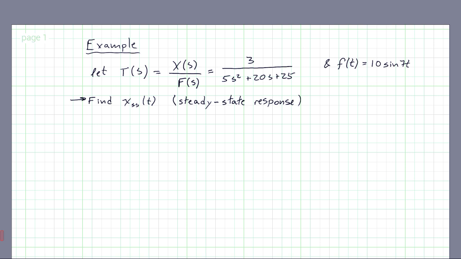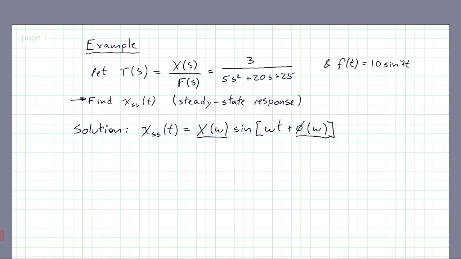So, for one, I'm going to write this down here. When you do these problems, the first thing you have to realize is the solution is going to have this form. Displacement as a function of time is going to be some amplitude, which is a function of frequency, times a sine function, sin(omega t plus phi), where phi is your phase angle, also a function of frequency. So basically the two things we need to find are this X and this phi, right? The amplitude and the phase angle.